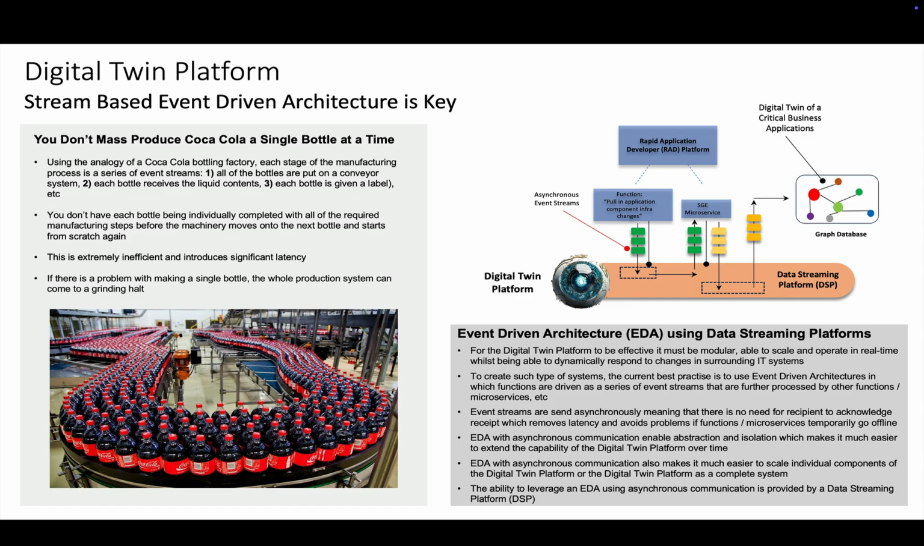In the Coca-Cola factory, the production system doesn't make a single bottle of Coke at a time. That would be incredibly inefficient. Instead, the process is broken down into a series of steps, and in each step we have a stream of activity. For example, in one step we will have a stream of Coca-Cola bottles being filled with product. In another separate step, we will have a stream of labels being stuck onto the bottles of Coke.